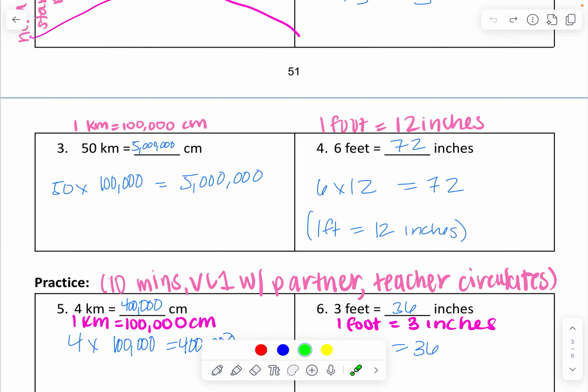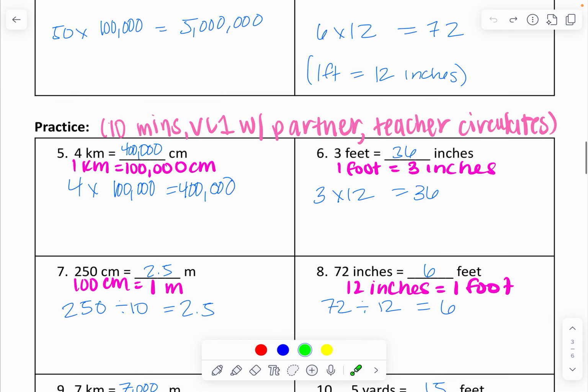And then the last question that you are going to model is this one right here. 6 feet is equal to how many inches? Well, we have to go back to our rule sheet. 1 foot is equal to 12 inches. How do I get from 1 to 6? By multiplying by 6. So then 12 times 6 gives me 72.